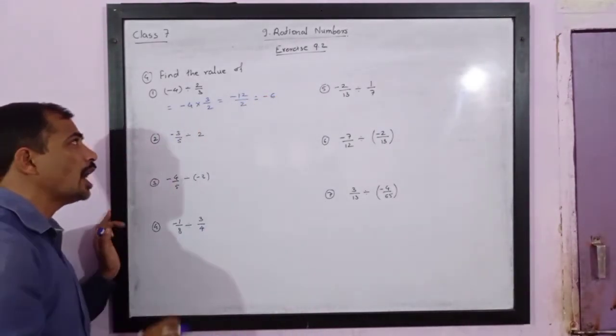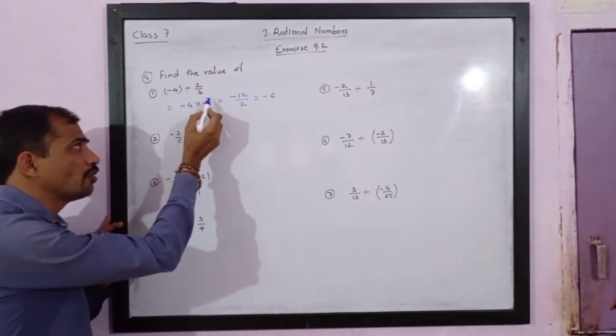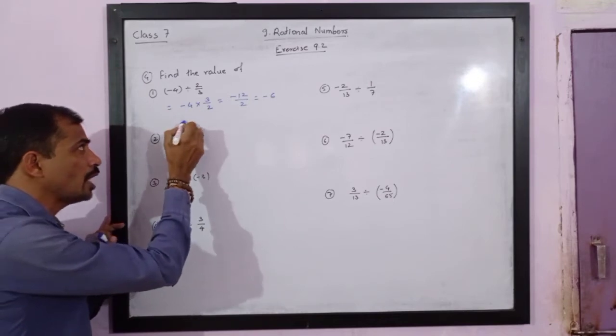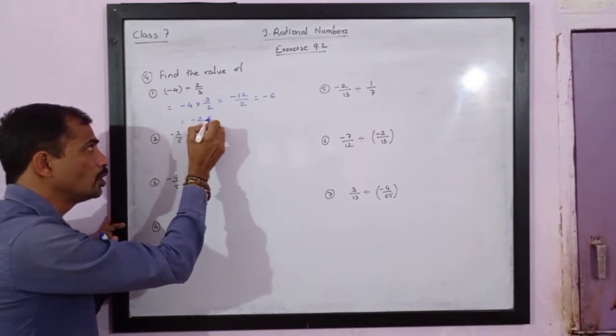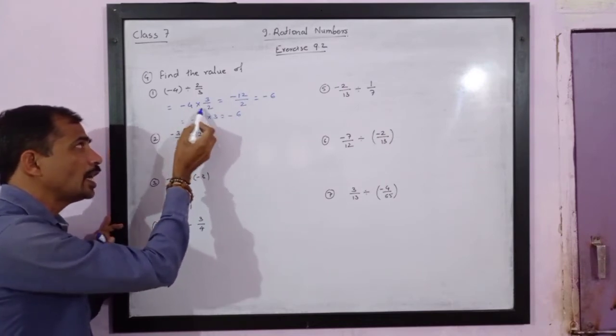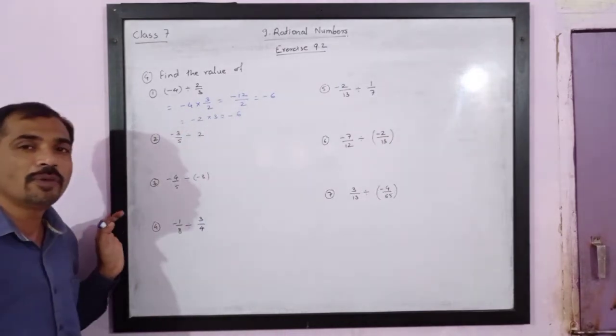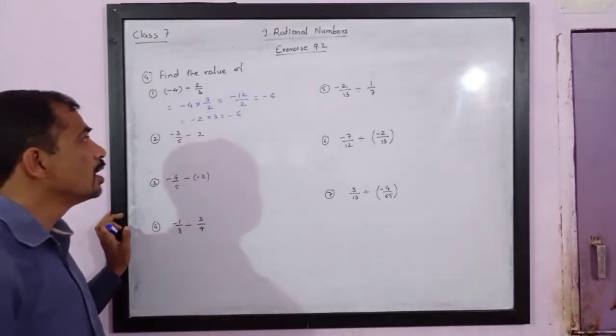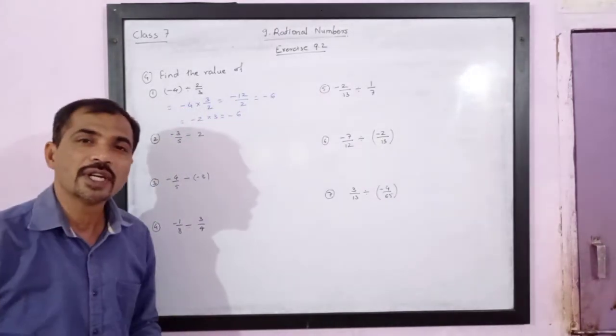Or it can be done other way. Instead of doing multiplication first, you can do the division. 4 divided by 2 is 2. This can be written as negative 2 into 3, that is equal to negative 6. So I feel that if you divide first, that will be better. The reason is the numbers are reduced and hence probability of making mistake decreases.